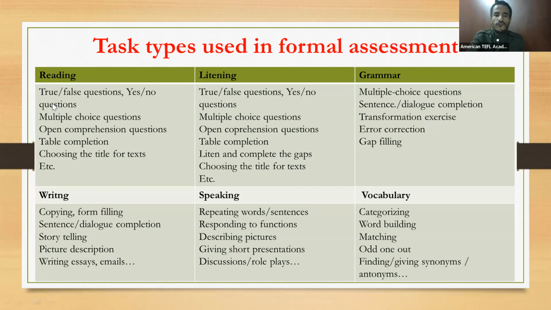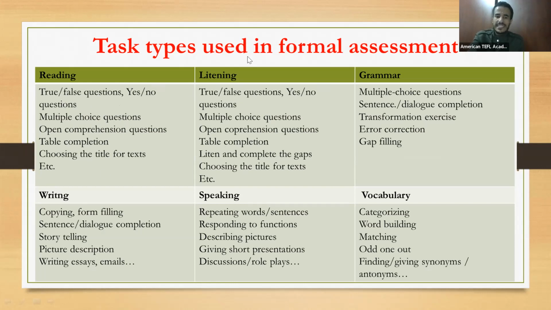You can give them true, false, multiple choice, open comprehension questions, table completion, like a text about Bob, Laura, and James. They say Bob, Laura, and James, and another column for their places, another column for their professions, and another column for their ages. How old are they? So this is table completion. Or choose the title for the text, the best title. So these are some activities you can give students for formative assessment.